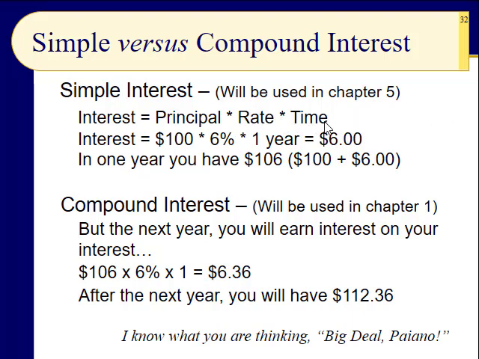Interest equals principal times rate times time. And so that means if you had $100 at 6% for 1 year, you would have earned $6 in interest. So in 1 year, you have $106, right? $100 is your principal times rate times time, 100 times 6%, 0.06 times 1. So you have $106. But now the next year, not only your principal, but your interest will earn interest. Hence the term compound interest. So $106 times 6% times 1 year is $6.36. And after 2 years, woo, you will have a whopping $112.36.